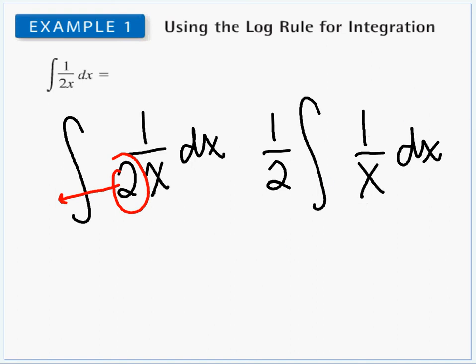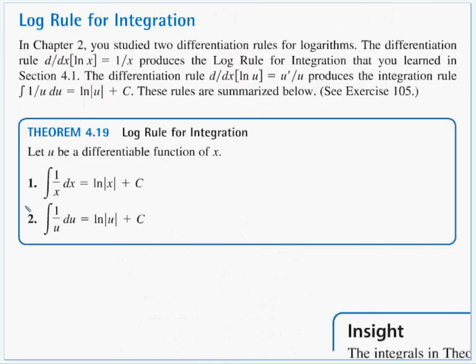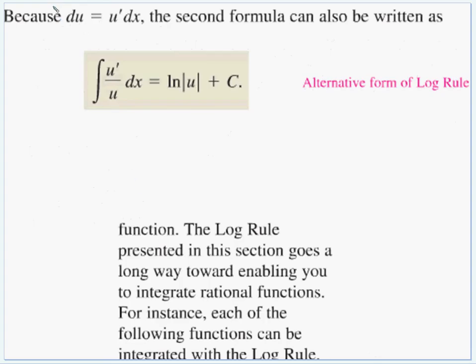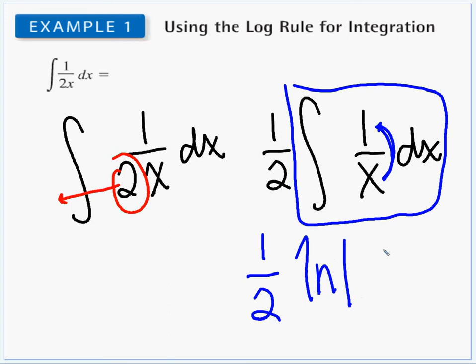Okay, so this part that I'm blocking off in blue ink, the antiderivative of 1 over x dx, well, that's right here. That's the natural log of the absolute value of x plus c. So once we're in this form, u prime over u, our denominator is x. The derivative of x is right on top. So this one's ready to go. I'm going to bring along the 1/2. And then this antiderivative will turn into the natural log of that denominator. Don't forget the bars. And plus c.